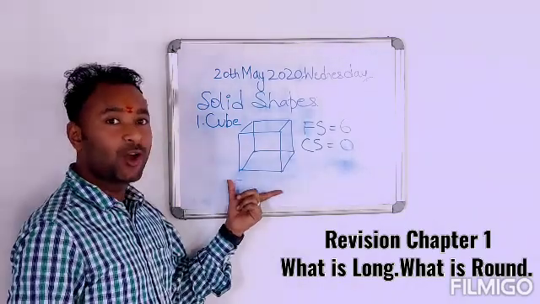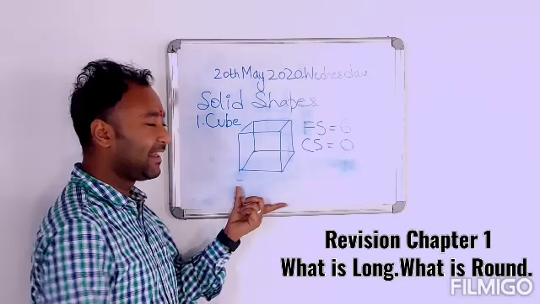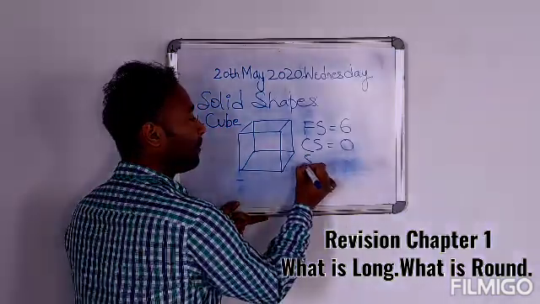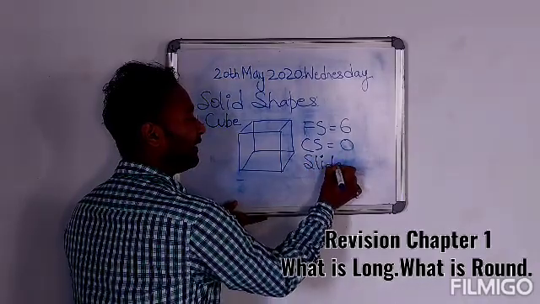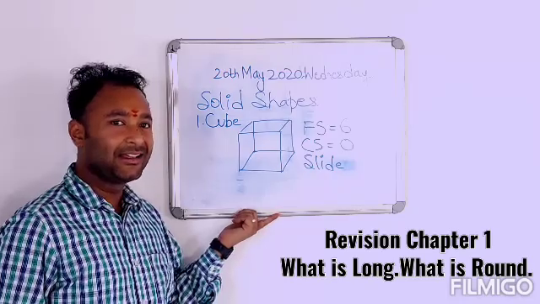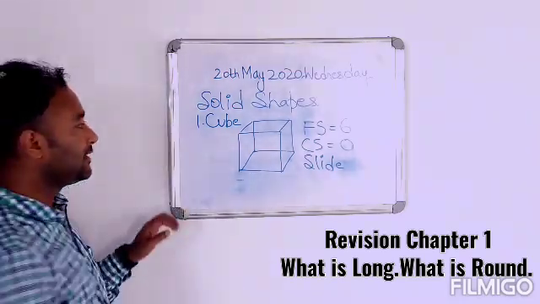Now, can this object slide or roll? Yes, since it is a flat surface, it can only slide. Students, clap for yourself, those who have given the correct answer. Yes, let's move on to another shape, that is cuboid.